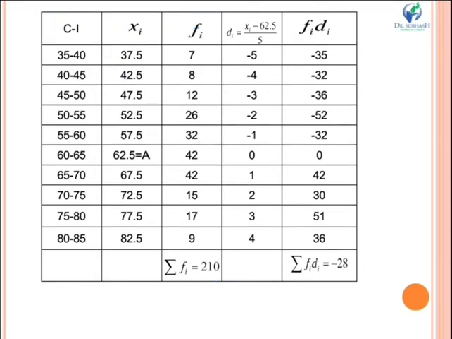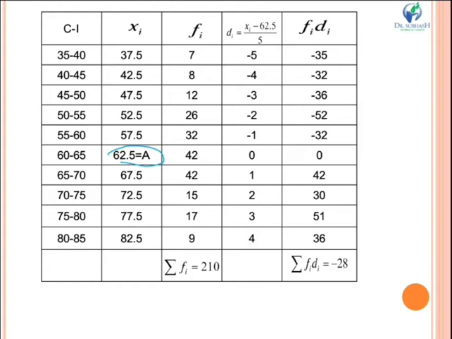Now we'll find the assumed mean. See here, the assumed mean we are taking is 62.5. Again, here there are two middle values, that is 57.5 and 62.5. You can take either of the middle values. Here I am taking my assumed mean as 62.5.